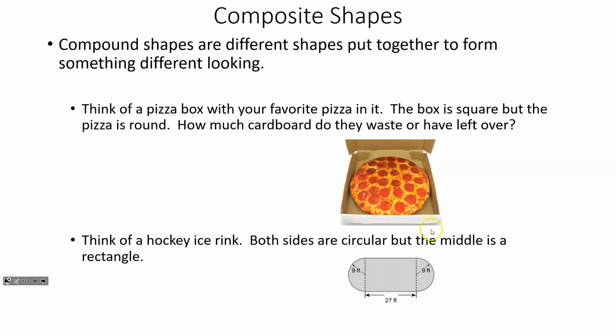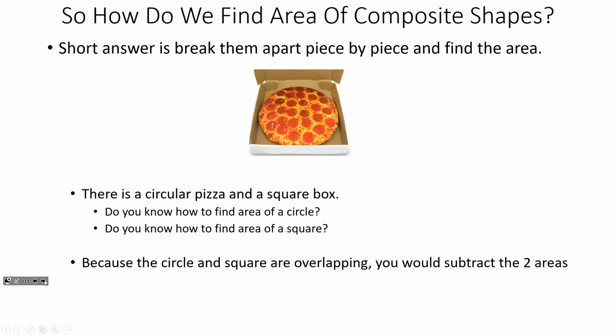That's just my opinion. Or think of a hockey rink. Both sides are circular, middle's a rectangle. So these are some examples of different composite or compound shapes. So how do we find area of these composite shapes? The short answer is to break them apart piece by piece and find the area.